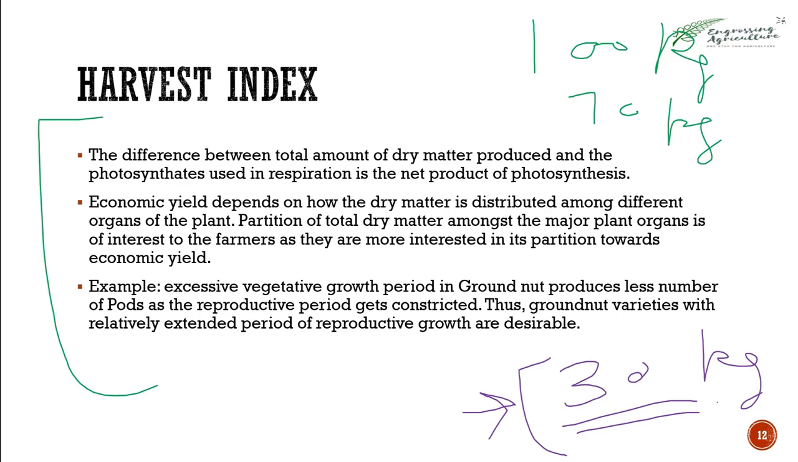This is your yield basically. So this 30% gram is directly dependent on the economic yield. So after this example, you will be able to understand what is harvesting index. There's an example. The example will also help you to understand the same.